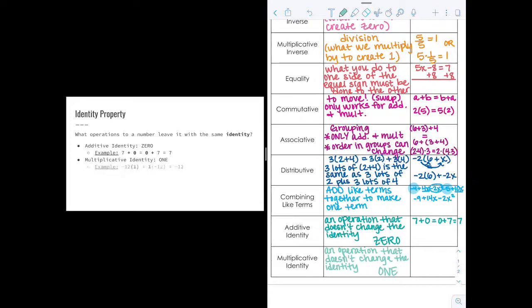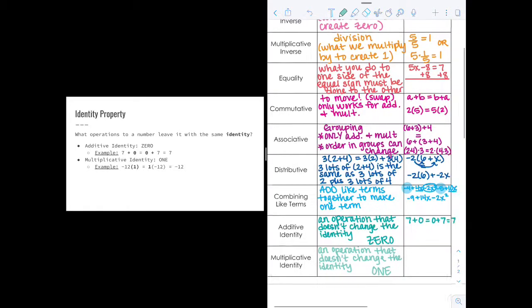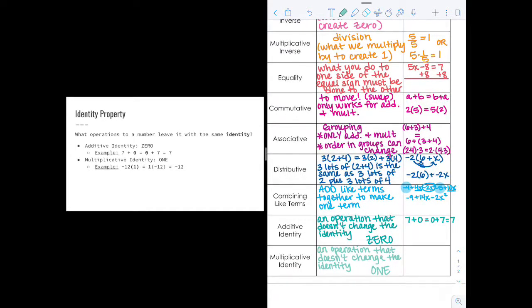So let's look at an example. Negative 12 times 1, or 1 times negative 12. These both give us negative 12, which is the original number that we were multiplying by. So this did not change the value of that number or its identity.